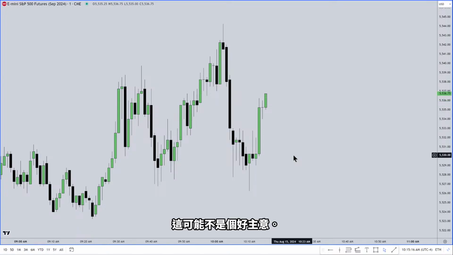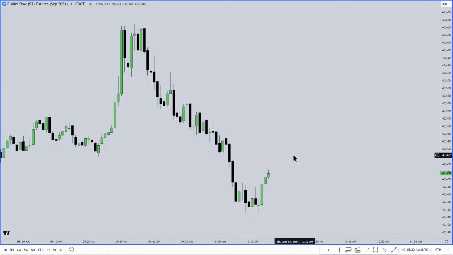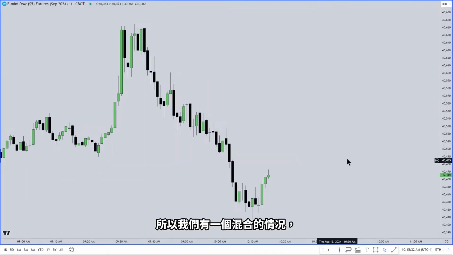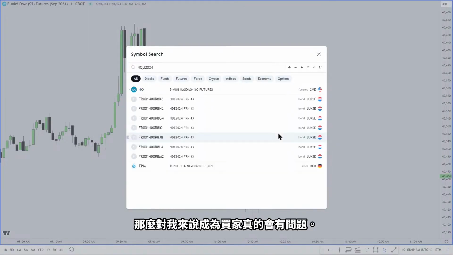Let me raise this thing up. And then let's take a quick look at the Dow. No participation. So we have a mixed condition where we don't have all three averages agreeing. If this would have been like the S&P, then it really would have been problematic to be a buyer for me. But I don't need all that.